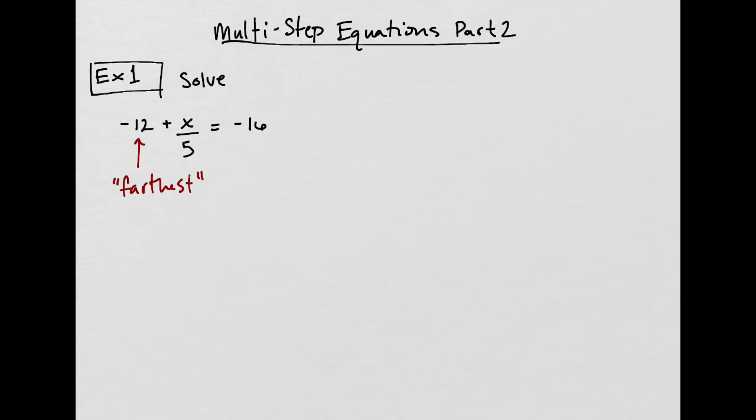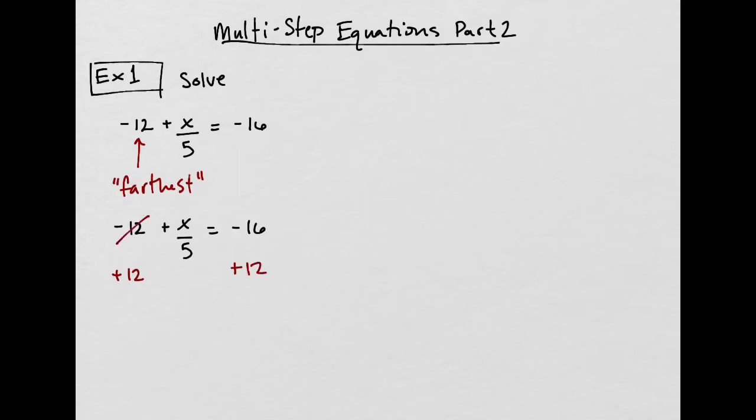So the next step after we decide which one is the farthest number, we have to deal with it by undoing its operation. So this one, it has a minus in front of it. Actually, let me rewrite this. So it has that minus in front. So I'm going to add 12 to both sides to undo that.